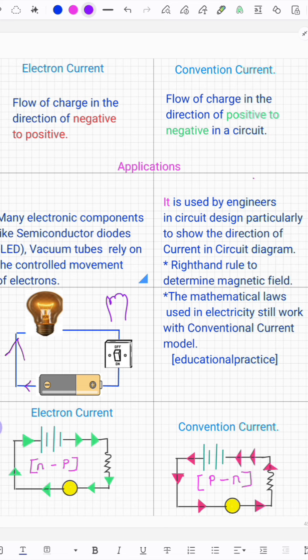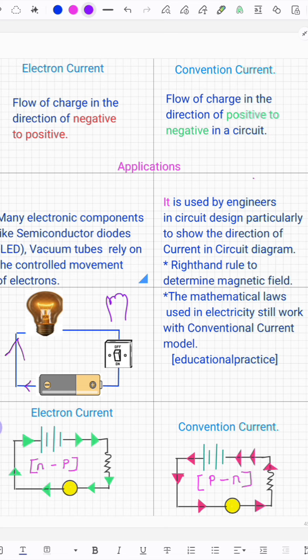But before the discovery of electrons, it was said that current flows from positive to negative. Based on that, circuits were designed, the right hand thumb rule and magnetic field designs were made, and our mathematical calculations in electric current have been made this way. So this is a conventional procedure we still use in education practice. But in reality, the current flows from negative to positive.